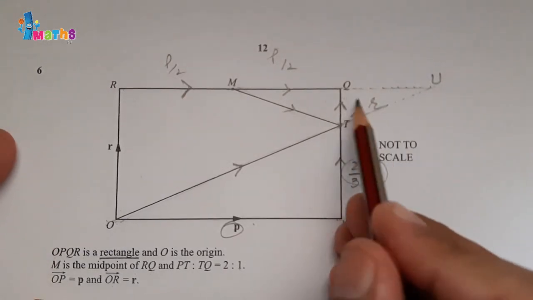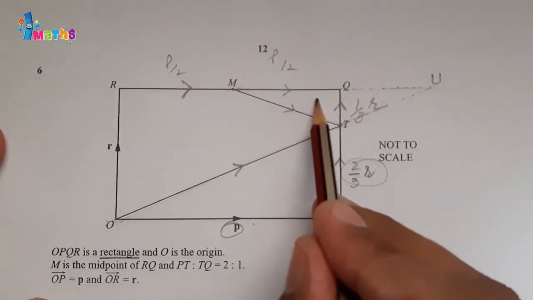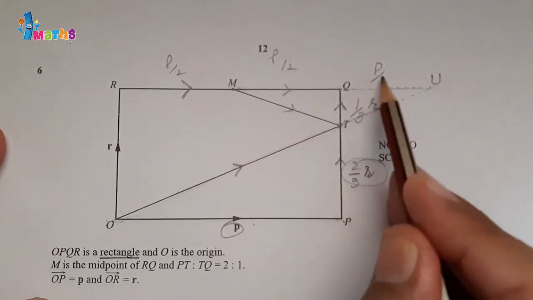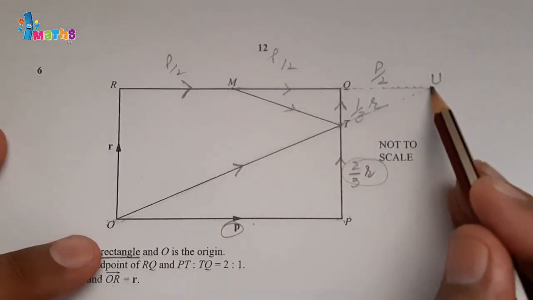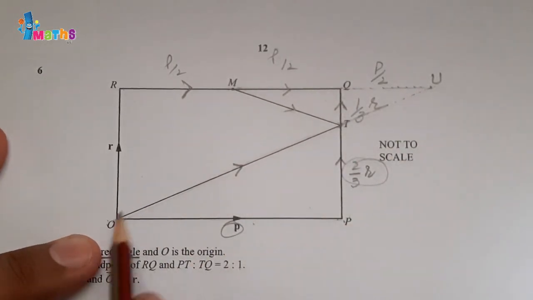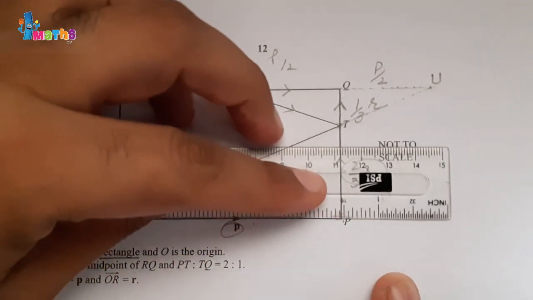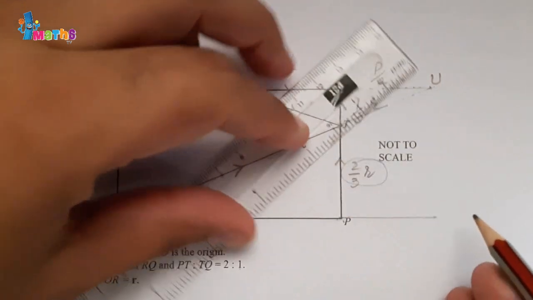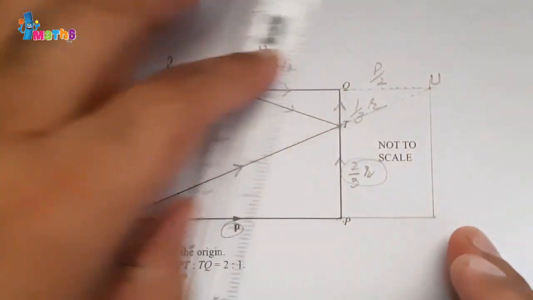So if you see, this triangle is congruent to this triangle. So this is P by 2, this will also be P by 2, so half P, and we have to find the position vector of OU. Basically, the position vector of U will be OU. So if we extend this line also to find the position vector, we have to extend this line and join this with U.